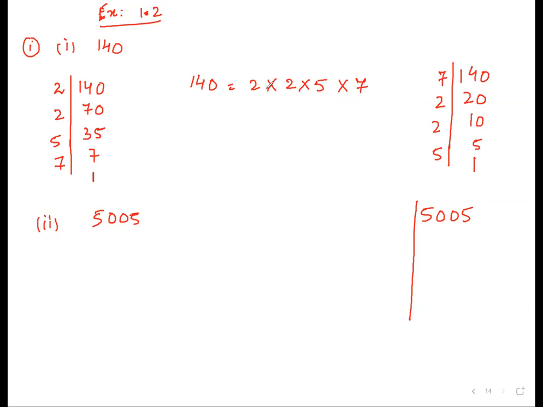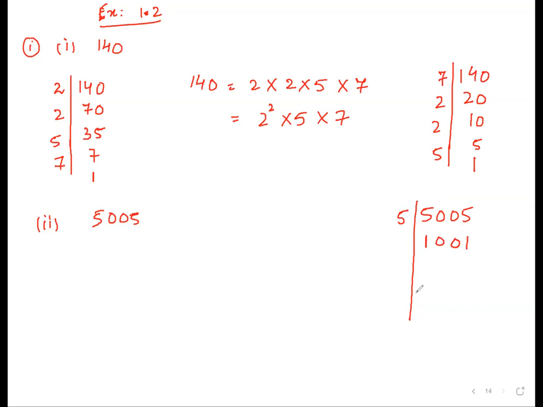You can also write it like this, right? 2 to the power 2 into 5 into 7. Doesn't matter, but you can write it, no problem. Okay, 5 tens are 50. So you are starting with 5. 5 is divisible by 5. So 5 into 1 is 5. Then you have 0. Then one more 0 and then 1.